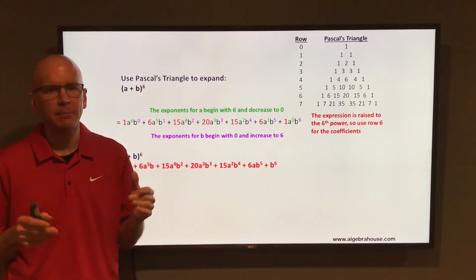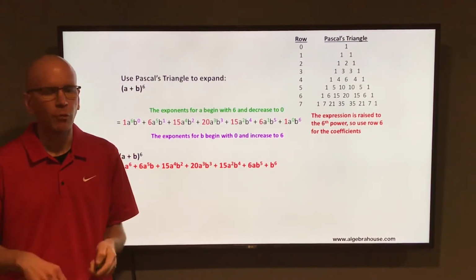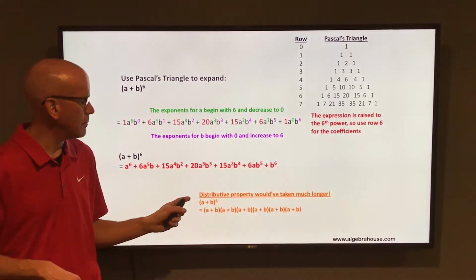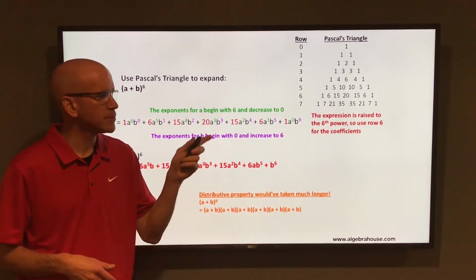Again, if you did that manually by hand with the FOIL method or distributive property, that would take you forever. So imagine multiplying that by itself 6 times. I wouldn't want to do it. Use Pascal's triangle.